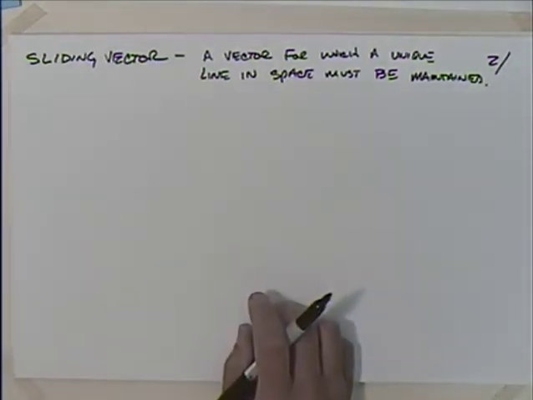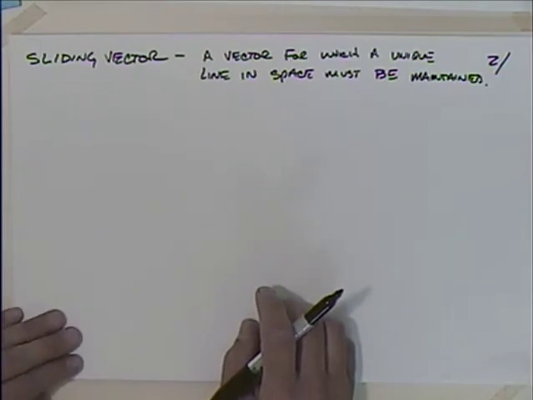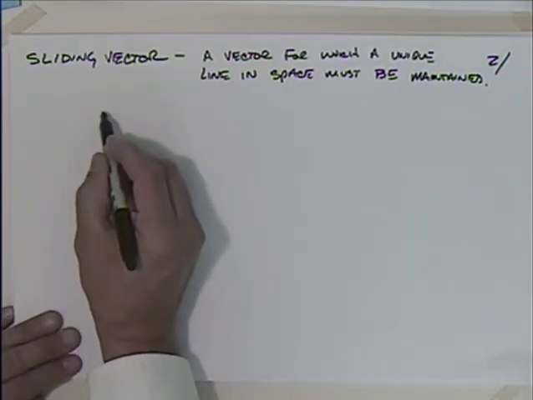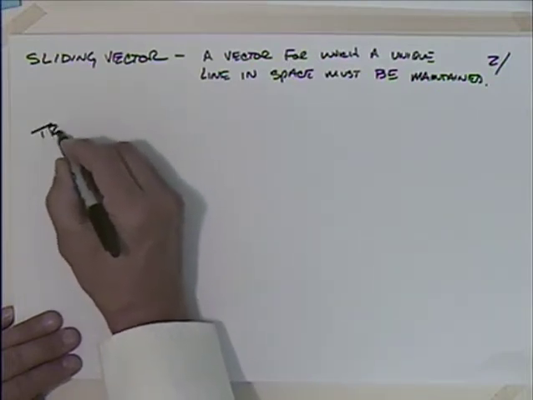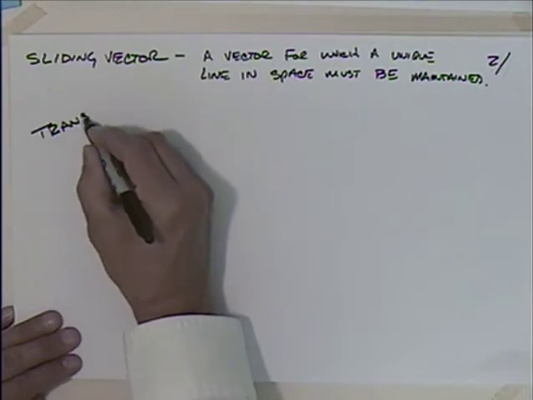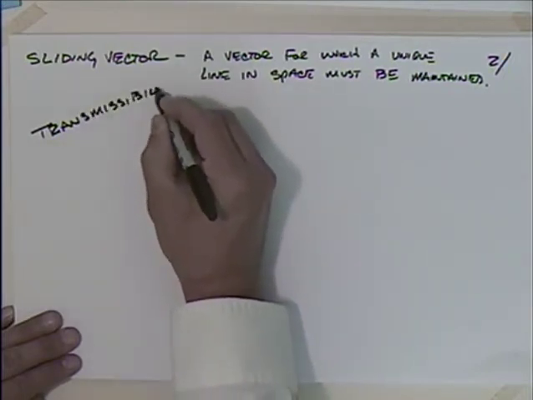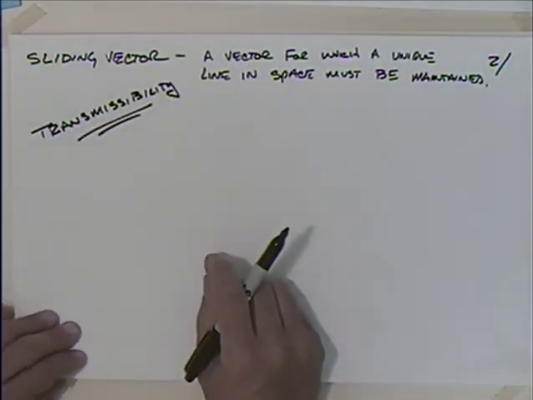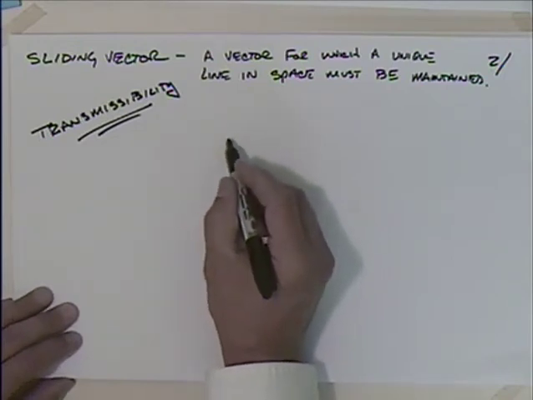Okay. A sliding vector is a vector for which a unique line in space must be maintained. An example of this really leads into transmissibility, which you may be used to from previous editions. It's not in this edition, but the concept is fairly easy.